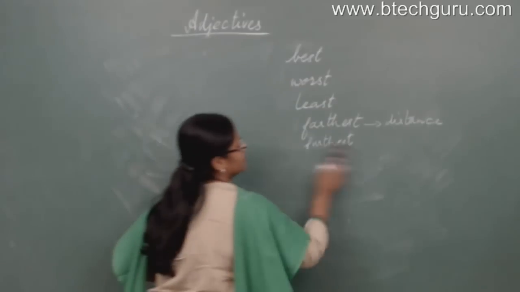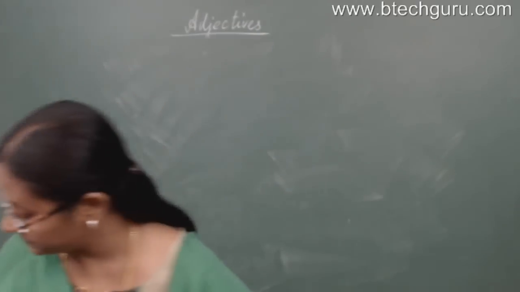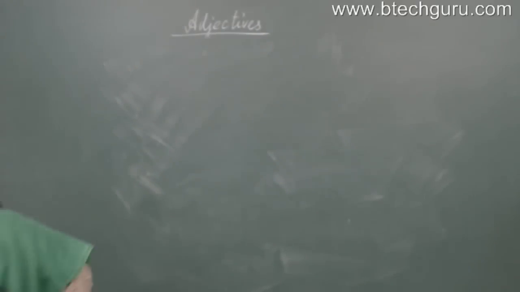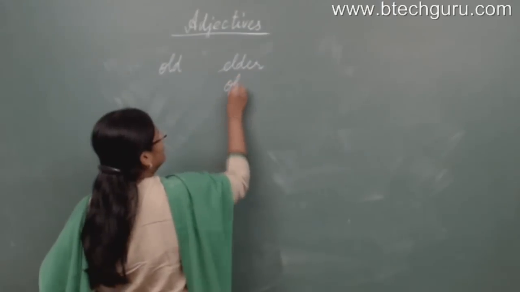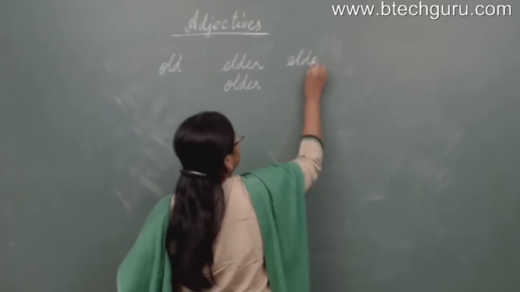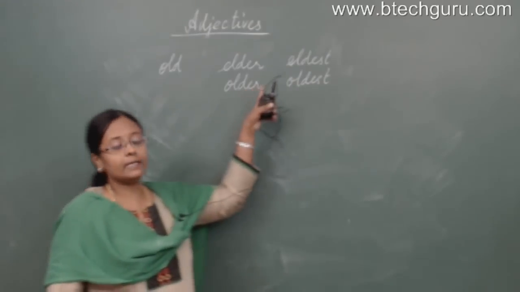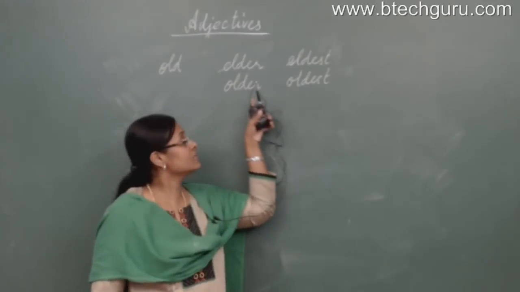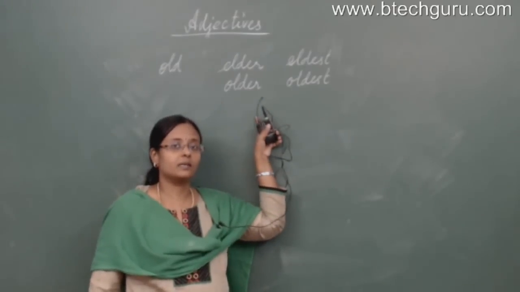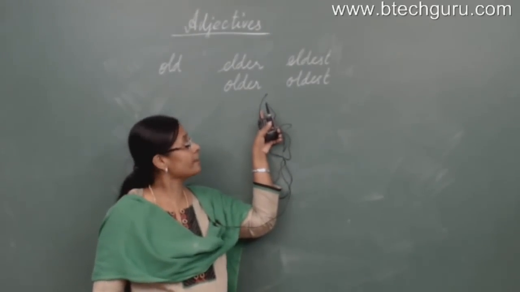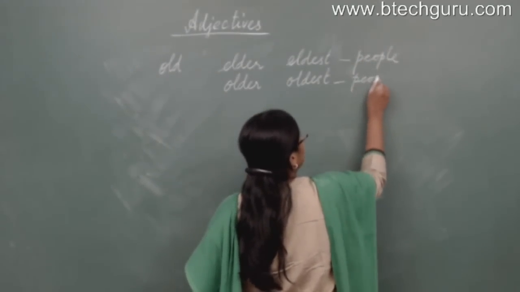There are so many areas in the topic adjectives we need to learn and master. Then we have old in the positive degree. We have two forms, elder and older in the comparative. We have eldest and oldest in the superlative. What is the difference? We use elder and eldest only for people, whereas we use older and oldest for people as well as things. Oldest place, oldest library. This is used only for people. This is used for people and things.